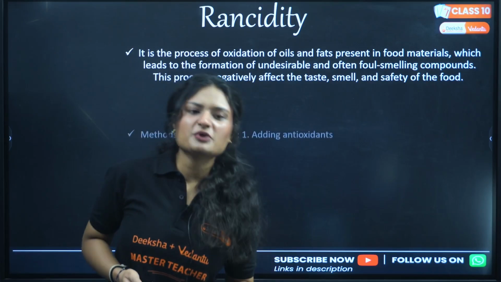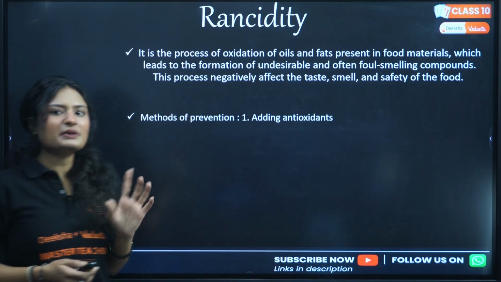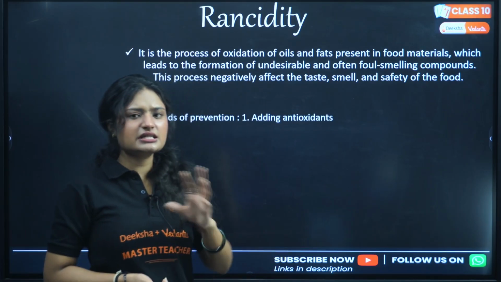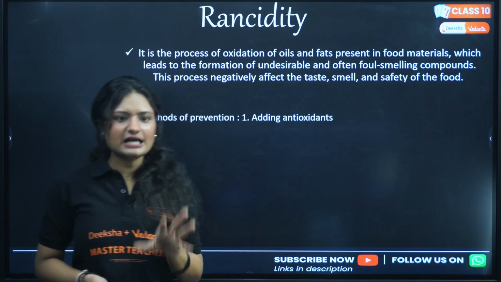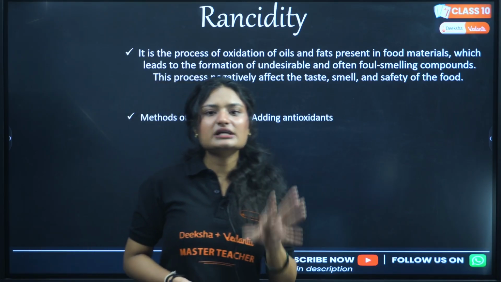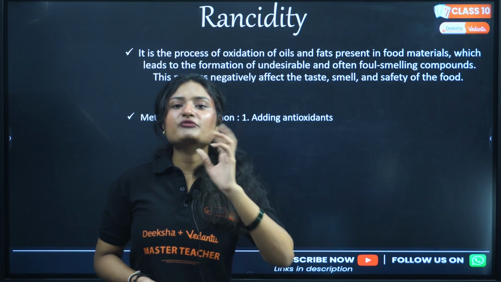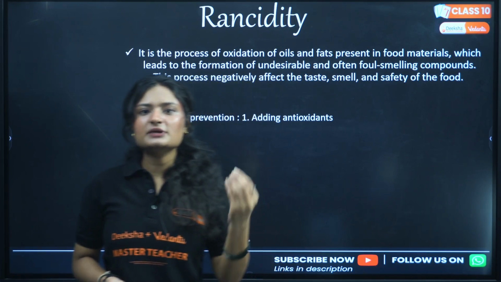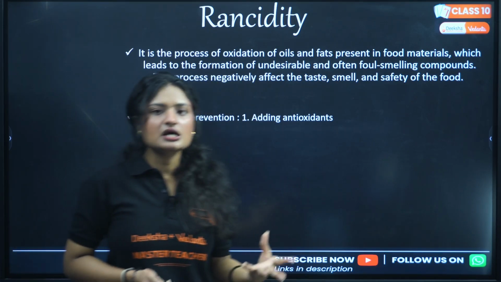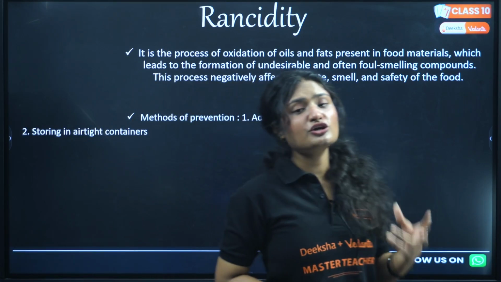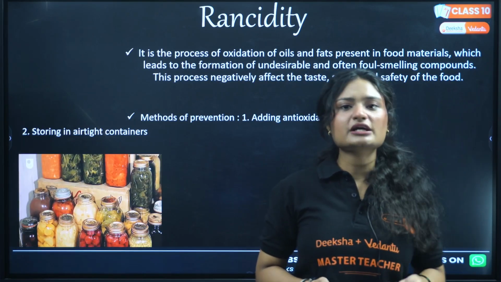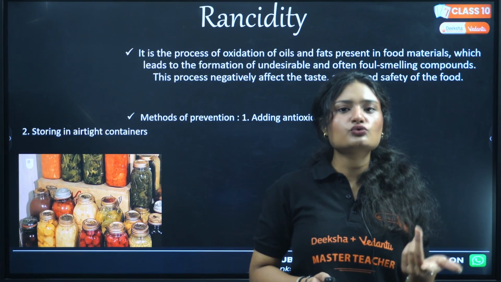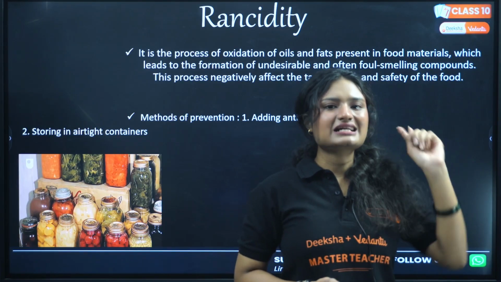Okay, how do you prevent rancidity? So firstly, you apply antioxidants. What are antioxidants? They prevent oxidation. They are anti to oxidation. So they will prevent the food material from getting oxidized. Second one is by keeping your food in an airtight container. If you keep your food in an airtight container, there will be no connection with the outside oxygen, and thus your food won't get oxidized or rancid.